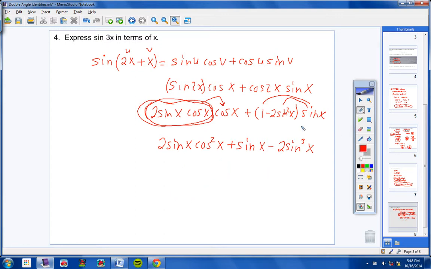So there we go. We have taken our original expression, sine of 3x, and we've written the entire thing in terms of x. Sine of x, cosine of x, sine of x, sine of x, okay?